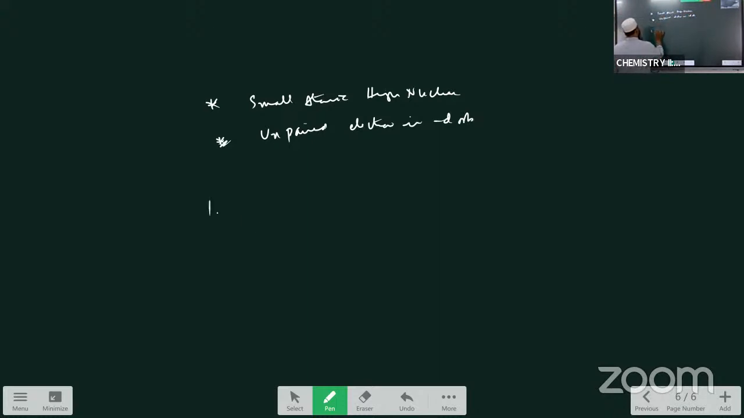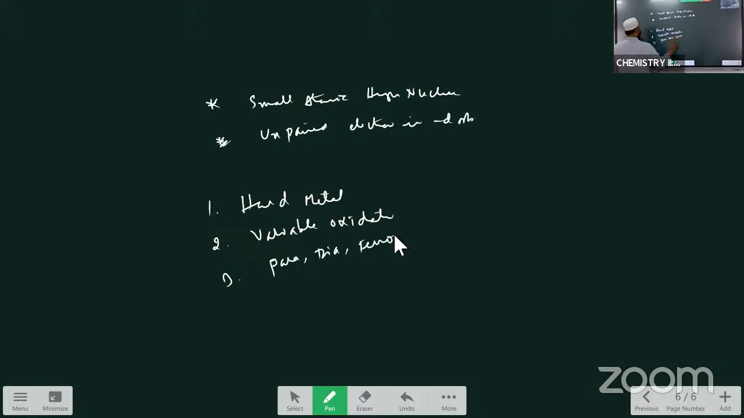For example, these D block elements or transition elements are hard metals with high melting and boiling points. These elements exhibit variable oxidation states. Now next, these elements exhibit diamagnetism, paramagnetism, ferromagnetism. I will explain one by one. These exhibit the magnetic properties. These exhibit the colors. Different ions give different colors. Now these are used as catalysts.